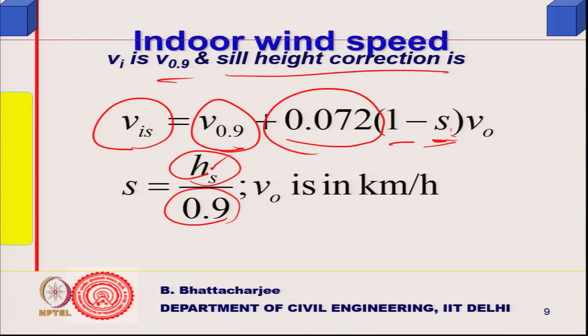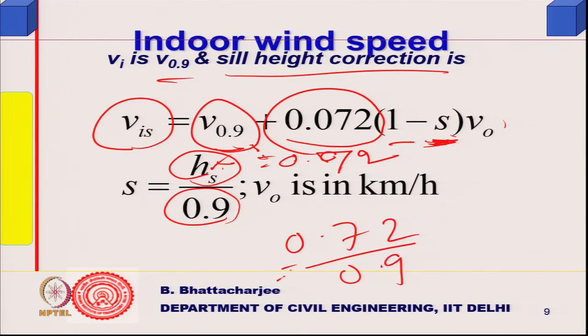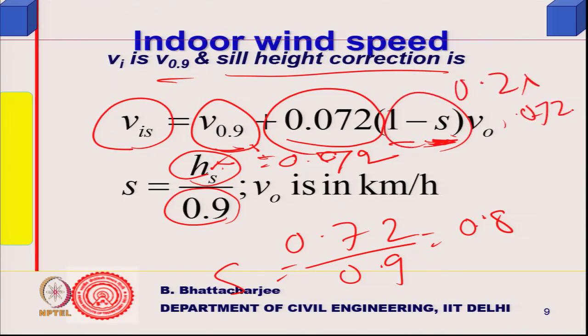So, if this is 0.9, then this value is 1. So, this is actually equal to 0. If this is, let us say, 0.72, then how much will this be? 80%, 0.8, this will be 0.8. Sorry, the seal height is actually 0.72. So, 0.72 divided by 0.9 is equal to how much? 0.8, isn't it? 80% basically is 0.8. So, this becomes 0.2. So, 0.2 into 0.072, right. So, that is what it is.